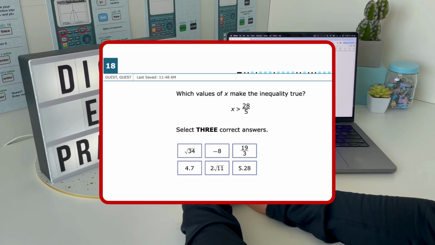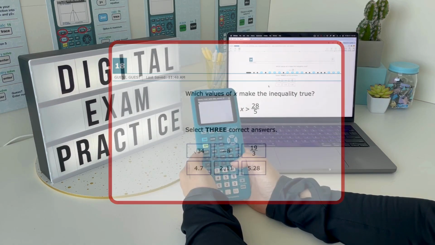On this digital exam question, we're being asked to find values of x that make the inequality true. We're going to use Boolean logic to test different values given to see which are greater than the fraction 28/5. If the answer we get is 1, the statement is true. If the answer we get is 0, the statement is false.